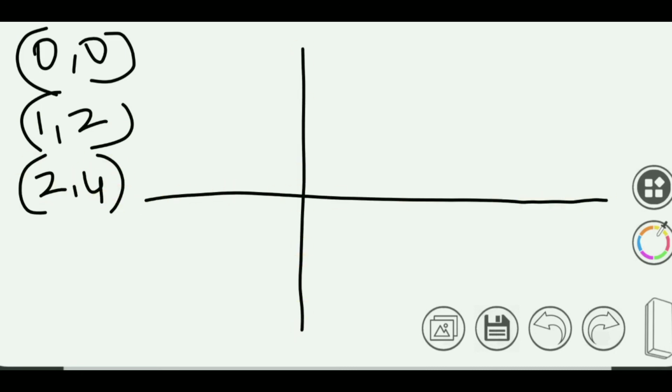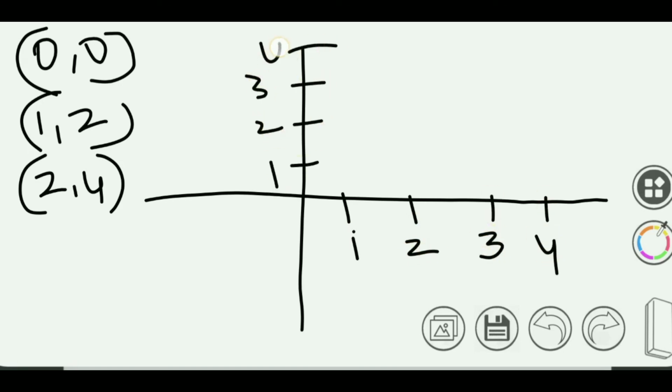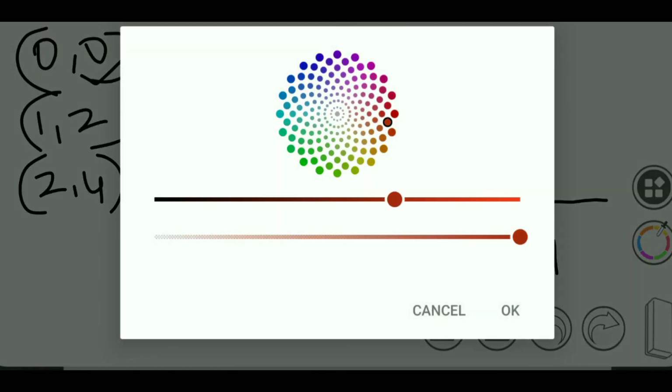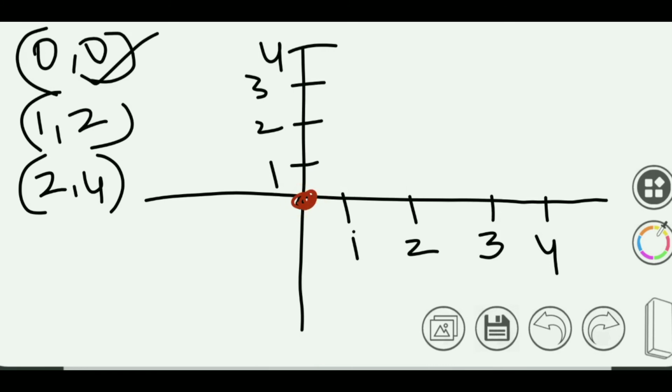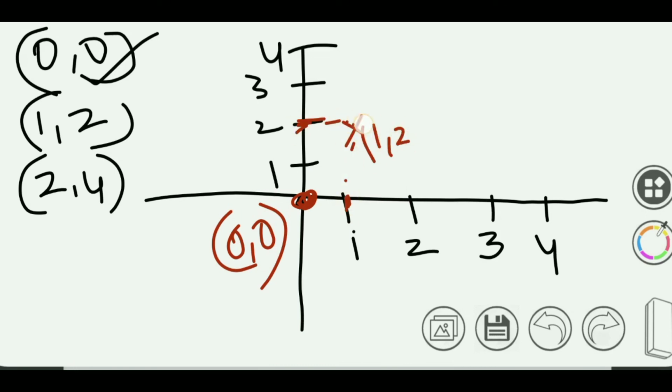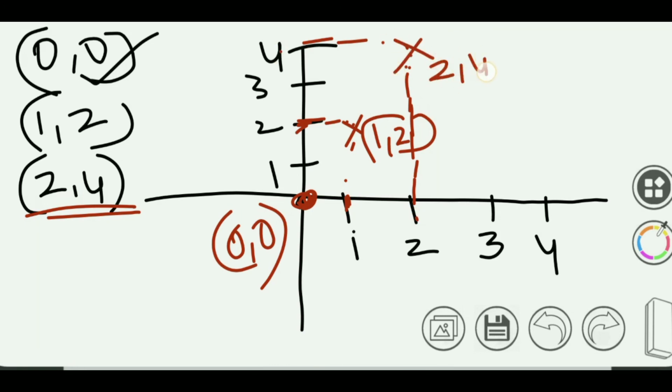When I plot this, see, first point is (0, 0). That means here. So this is your point (0, 0). Second one, (1, 2). That means x-axis 1, y-axis 2. Where it is touching, (1, 2). Now the third one, (2, 4). 2 on the x-axis, 4 on the y-axis.